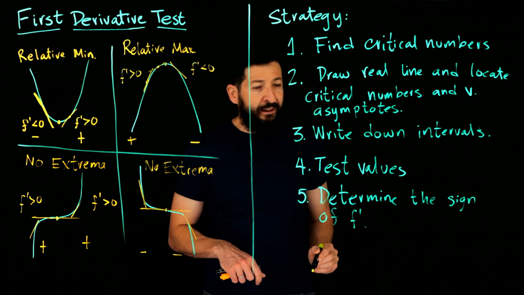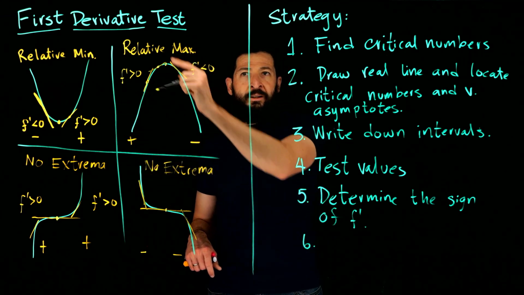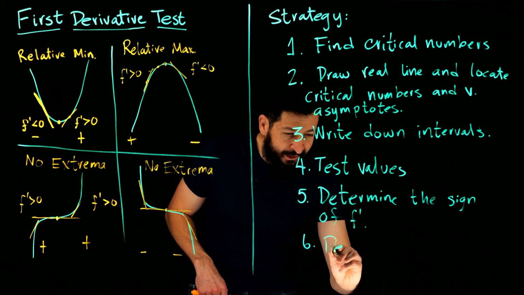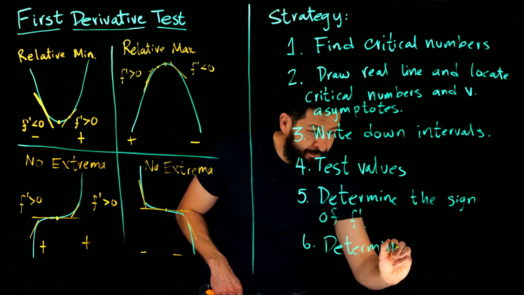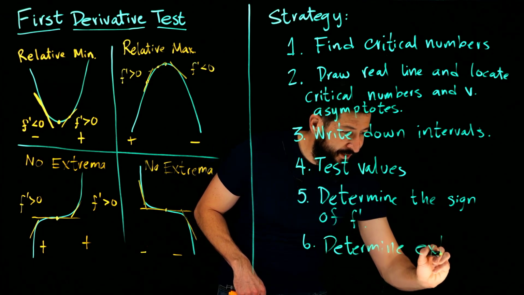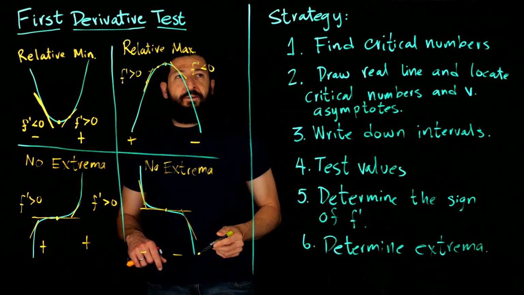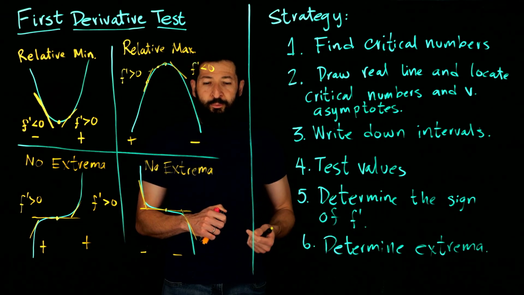At each test value. And number 6, using this information here, you will determine your relative minima and your relative maxima, if there are any. Let's say determine extrema. So right there, that's going to be your strategy. It seems like a lot, but it's going to be really, really straightforward, really fast.